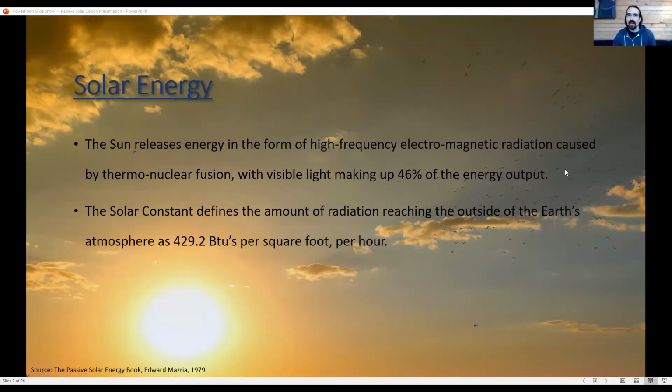The amount of that solar radiation that's reaching the outside of our Earth's atmosphere is given as 429.2 BTUs per square foot per hour. That's referred to as the solar constant. And that amount of energy is approximately 35,000 times our annual human energy use. So every hour, the surface of our planet is receiving nearly 35,000 times the amount of energy that we use every year.